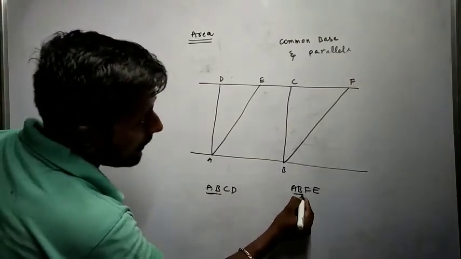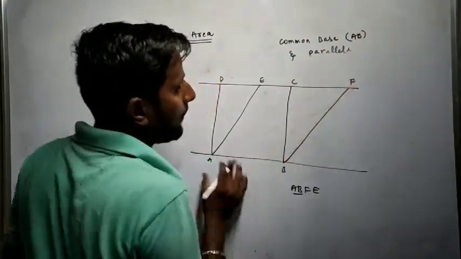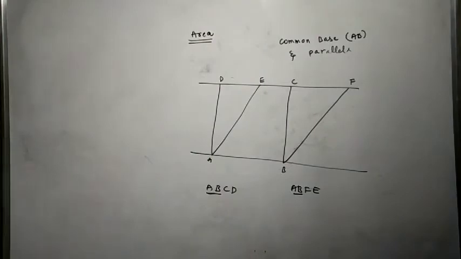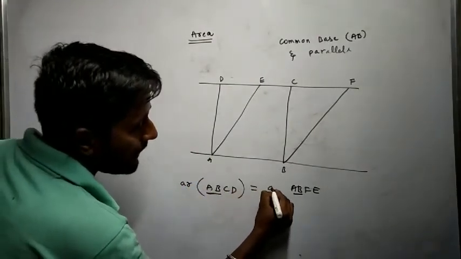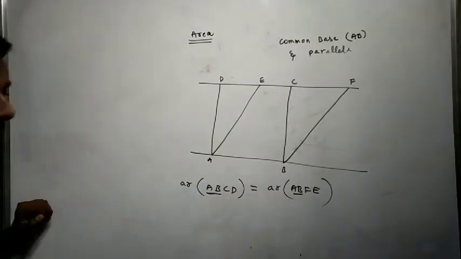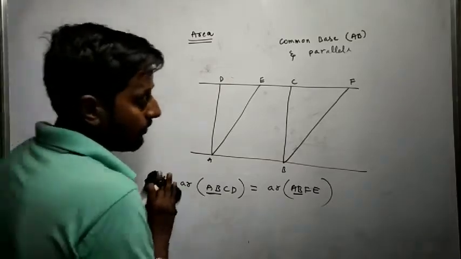AB, AB. Correct? So both parallelograms have the common base AB, and both parallelograms lie between the same parallels, so the area of ABCD is equal to the area of ABFE. Correct? Right. And now the third relation.